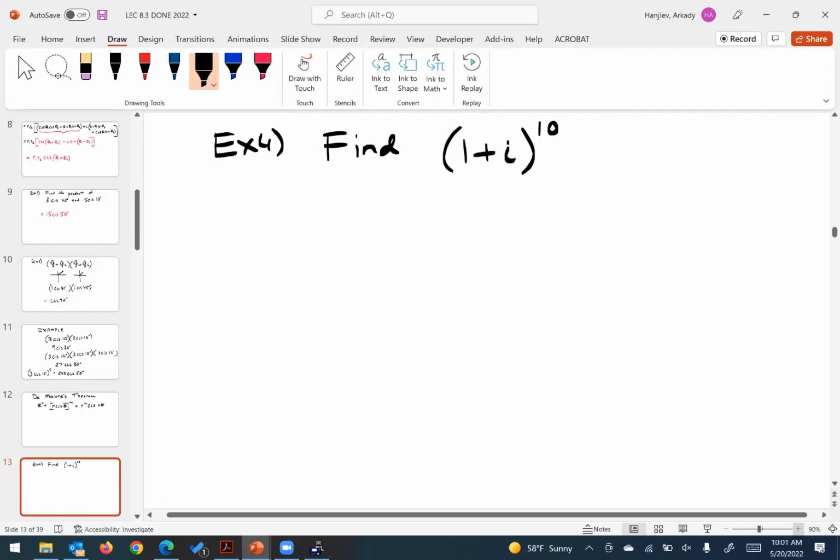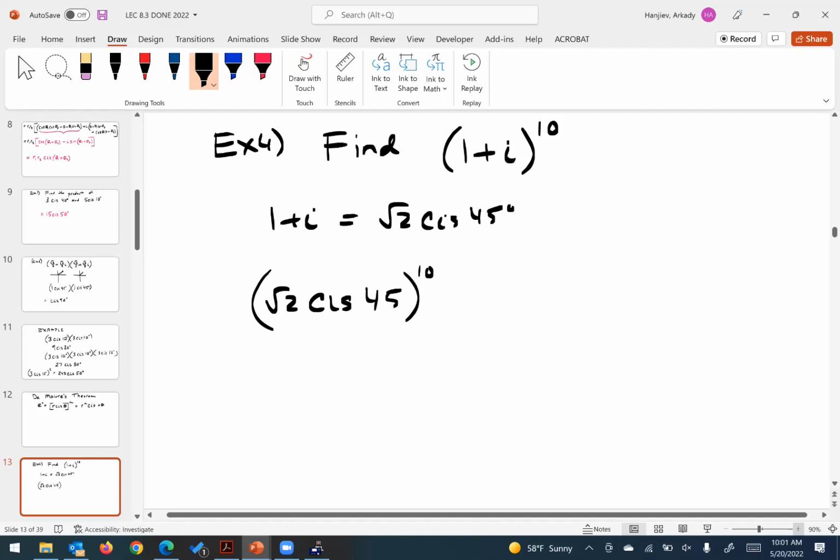1 plus i, everybody okay with the square root of 2 as being the r value? You good there? cis 45 degrees. Everybody good there? That's just the unit value itself. And let's go to the square root of 2. It's just going to be 2 to the 5th instead of root 2 to the 10th. So it's going to be 32 cis 450.